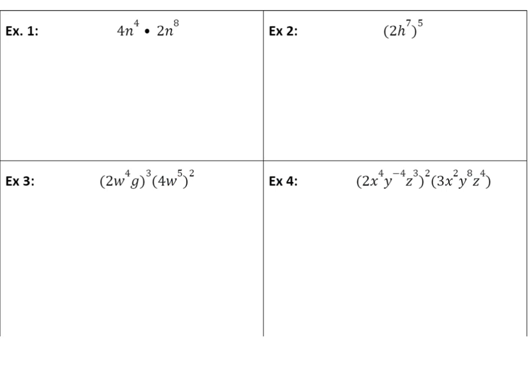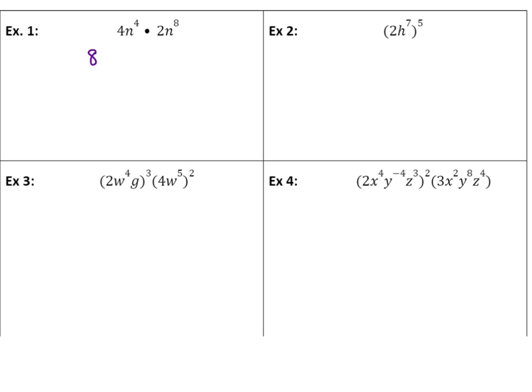Okay, now let's look at some examples. Start with example 1. We have 4n to the 4th power times 2n to the 8th power. When we're looking at simplifying expressions, we still multiply those coefficients just like we would as normal. So the coefficients, remember, being the number in front of the letter. So I'm going to multiply 4 times 2 and get 8.